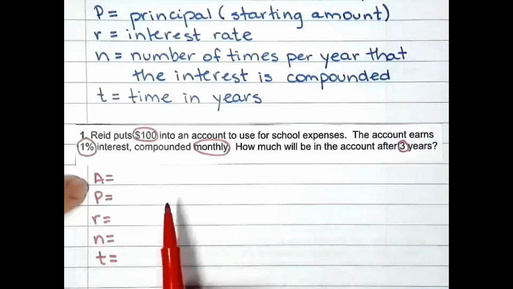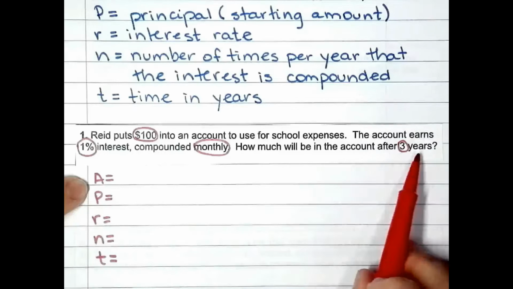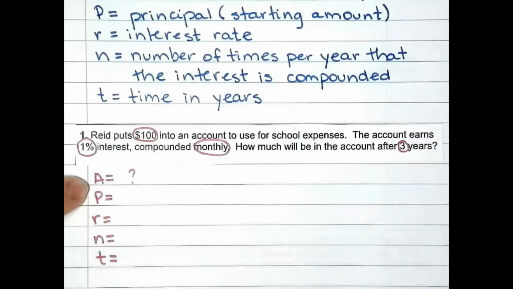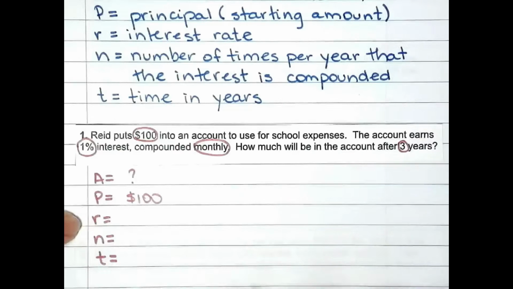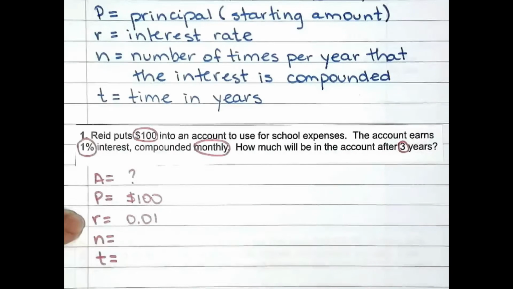So A is the balance. How much will be in the account after 3 years? That's asking for the final amount. So that's my question mark right there. P is the principal, the starting amount, the initial amount, so it's $100. R is the interest rate in decimal, so 1% in decimal is 0.01. How do I do that? You get this guy and divide by 100.